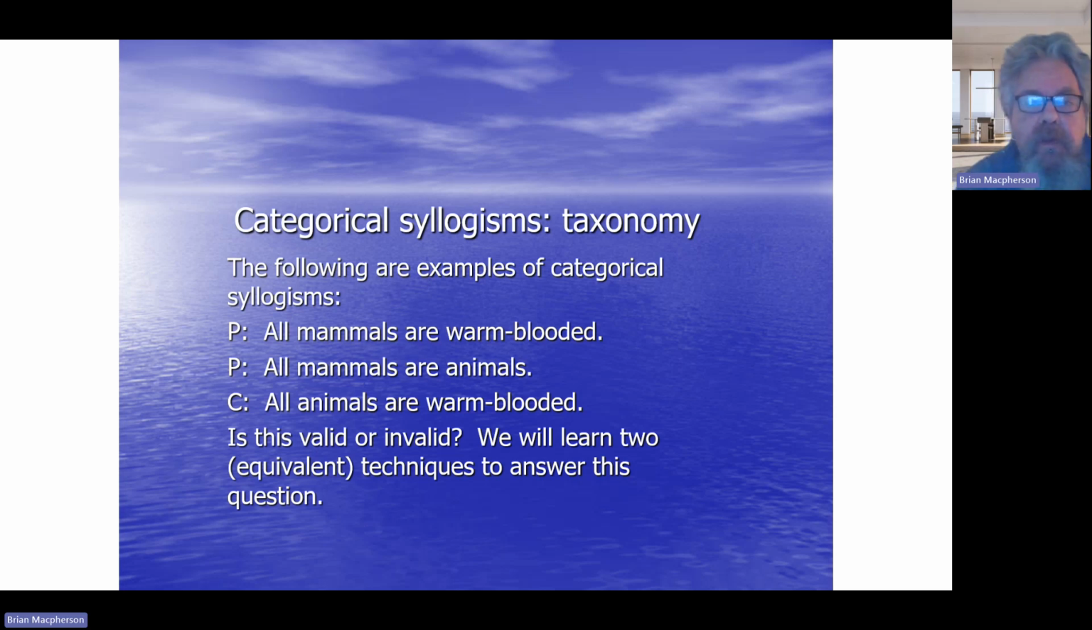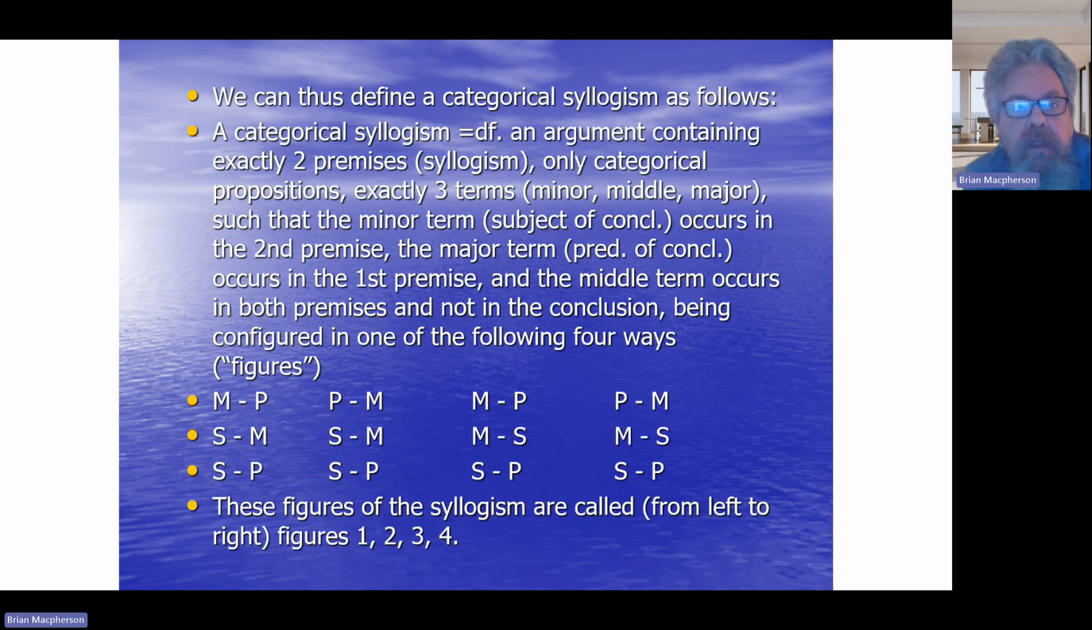So a long story short is that a categorical syllogism is any argument with exactly two premises, and it contains only categorical propositions. A categorical proposition is a proposition that has a quantifier, a subject term, the verb to be, a qualifier, and then the predicate term, right? And so altogether, we saw that there are four building blocks, as it were, for categorical syllogisms, four kinds of categorical propositions. And we'll go over the four kinds in a minute.